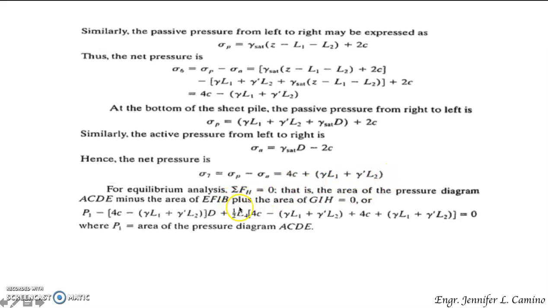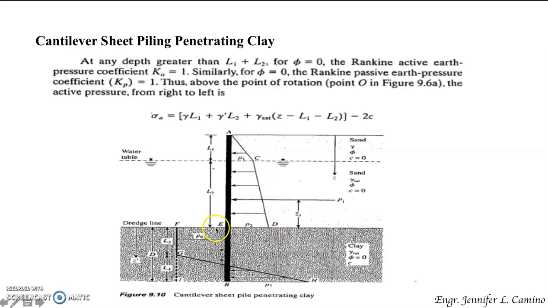So for equilibrium analysis, we have summation of forces equal to 0. We're going to make use of the area of the pressure diagram ACDE, subtracted by the area of EFIB, then plus the area of GIH, which is equal to 0. Or basically, this illustration is equivalent to this expression. And of course, P1 is the area of the pressure diagram ACDE. Then minus the EFHB, you subtract this pressure diagram.